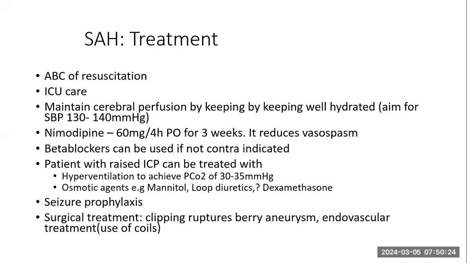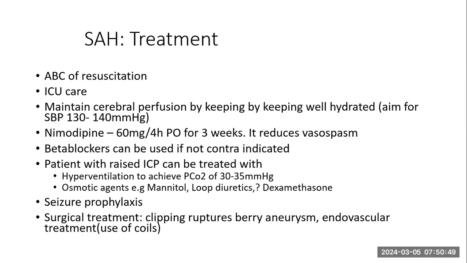And it's recommended that patients should get nimodipine, which helps to reduce vasospasm. And a beta blocker can also be used to lower the blood pressure, particularly intravenous, if it's not contraindicated. The patient with a raised intracranial pressure can be treated with hyperventilation to achieve a partial pressure of CO2 of about 30 to 35.